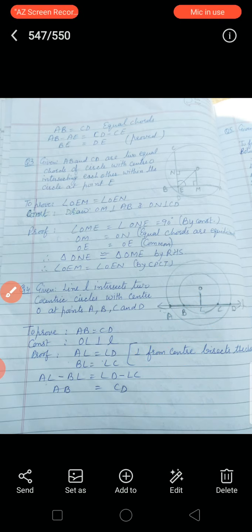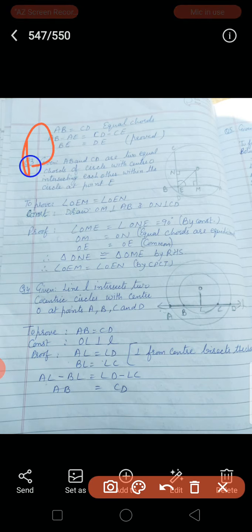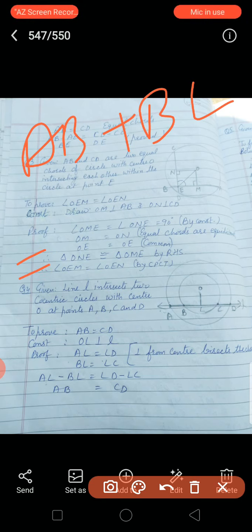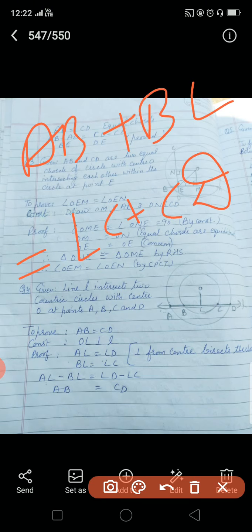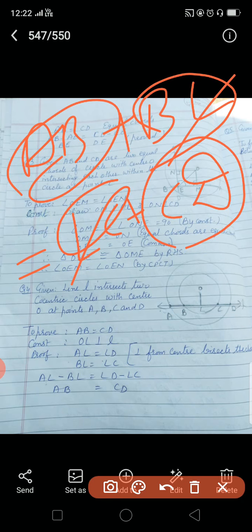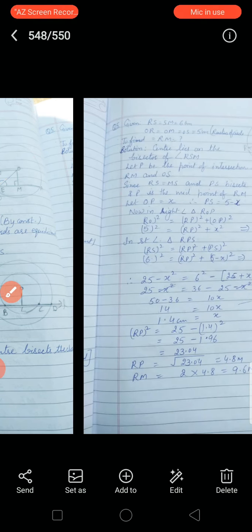Or you can do it like this: AB plus BL is equal to LC plus CD. Here we know that BL and LC are equal, so they will cancel and you get AB equal to CD, right? This is also a solution. Now come to the next question.